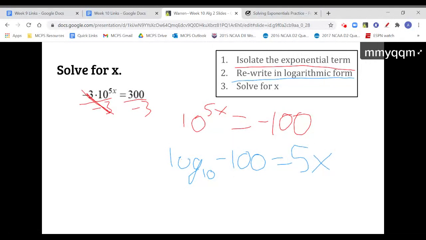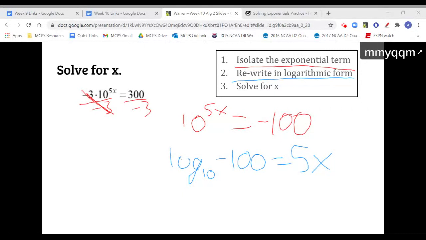Okay. From there, I have a log base 10 again. So that means I don't even have to do the change of base. I'm just going to type log of -100 into my calculator. Log of -100. Oh, look at that. What happened? It says error, non-real answer.